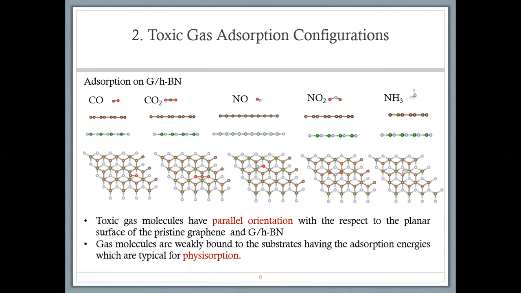And as you can see here, all of the gas molecules have a parallel orientation with respect to the planar surface of the pristine graphene and also the graphene on boron nitride. By calculating the binding energy, in this case we call it the adsorption energy, we found that these molecules are weakly bound to the substrate, with an adsorption energy typical for physisorption.